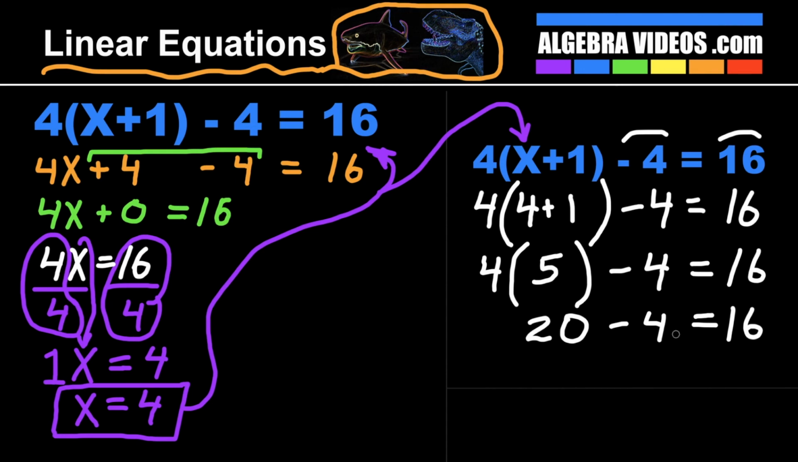Now simplifying again on the left side. 20 minus 4, that is 16. And the right side just stays the same at 16. So we got two numbers that equal each other. When we plugged in our solution of x equals 4 into the original equation, it held true. We got these two numbers that were equal. So that means that our solution of x equals 4 was correct. And I am going to give us an A+.